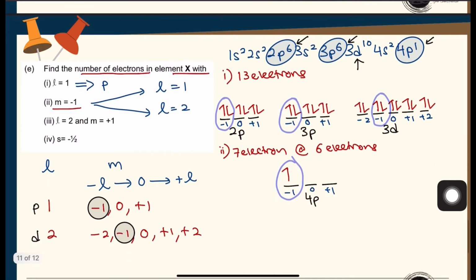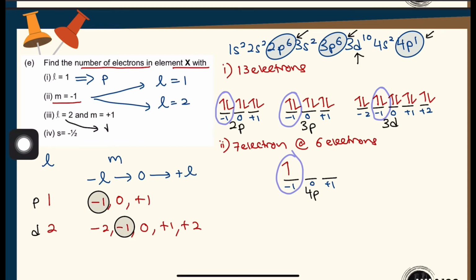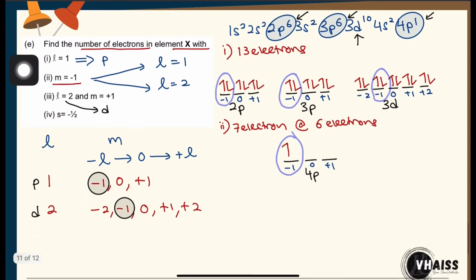Now let's look at the third question. It says here, find the number of electrons when L equals 2 and M equals +1. So again, please recall that L equals 2 refers to the d orbital, and we are lucky that in this question we only have one 3d orbital. So let's focus on that. Let's open up our 3d orbital.